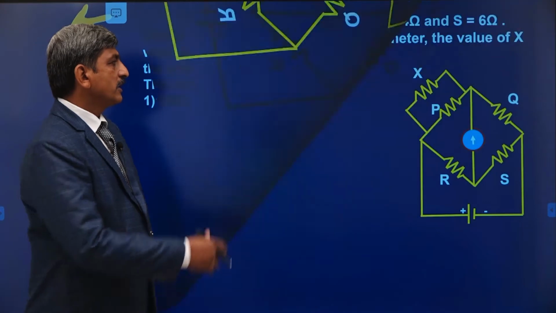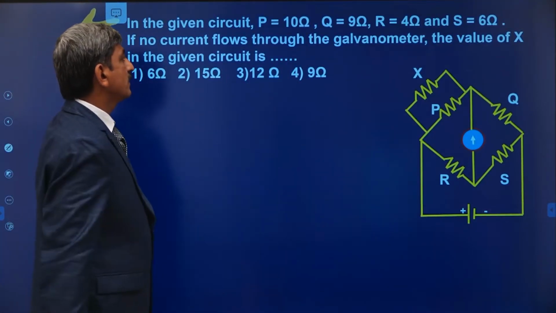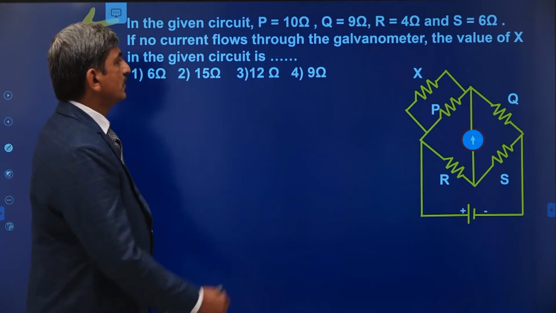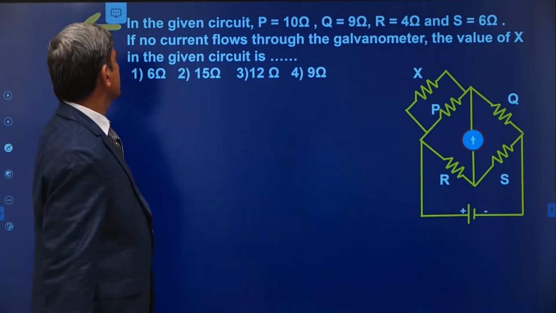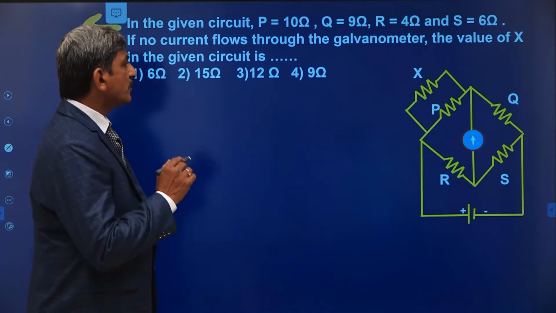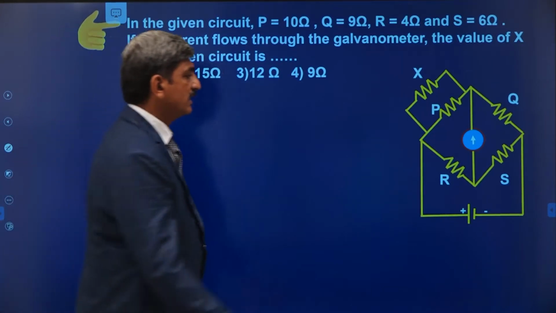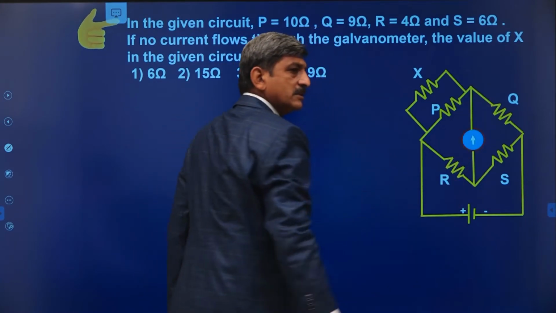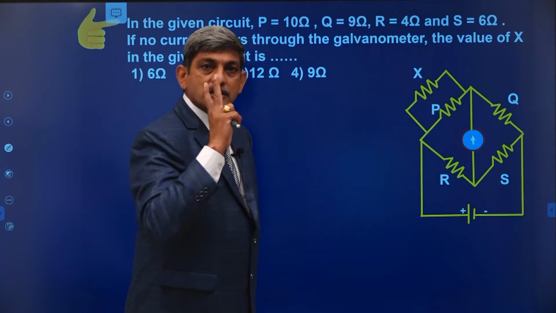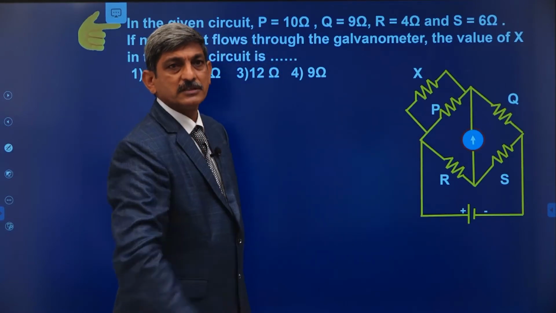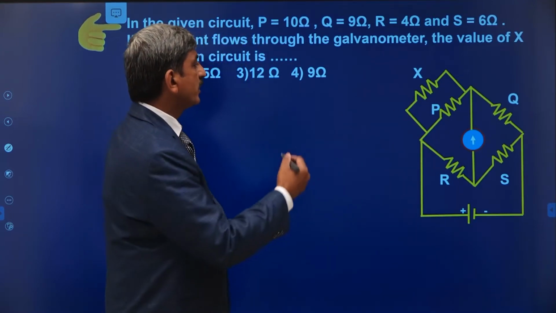Okay, now come to another problem. In the given circuit, P is equal to 10 ohms, Q is equal to 9 ohms, R is equal to 4 ohms, and S is equal to 6 ohms. If no current flows through the galvanometer, the value of X in the given circuit is dash. See here, in 3 arms, single resistors are given, but in 1 arm, the parallel combination of the 2 resistors is given. Now, here we are going to apply the balancing condition to determine the X value.